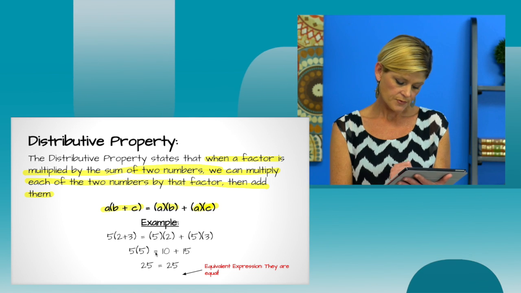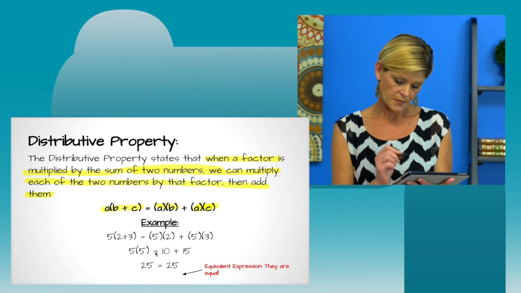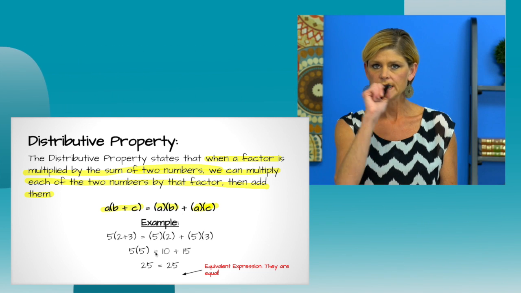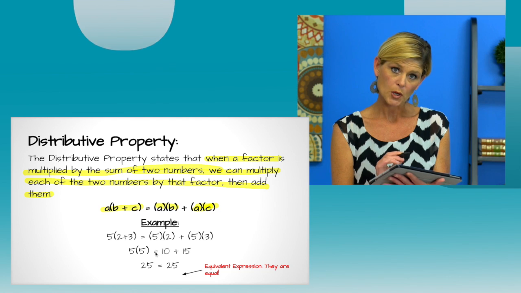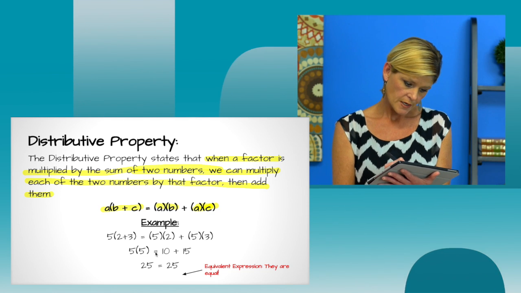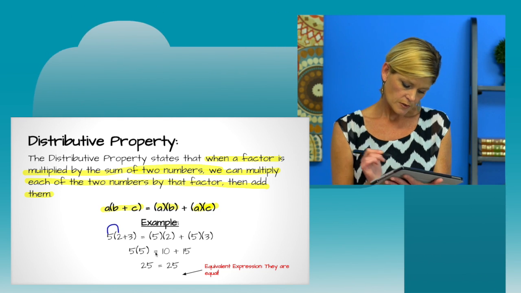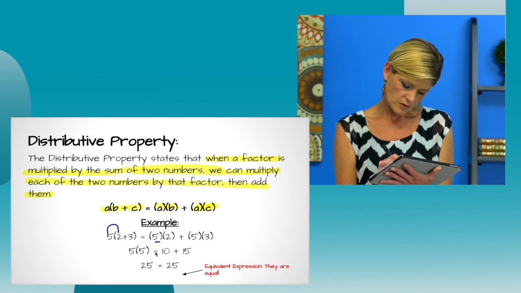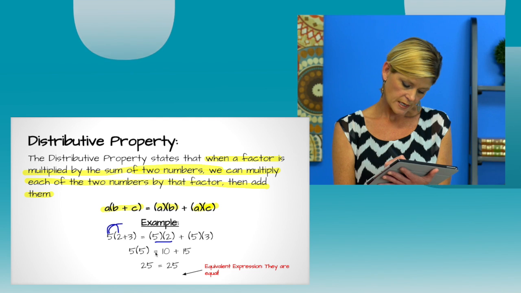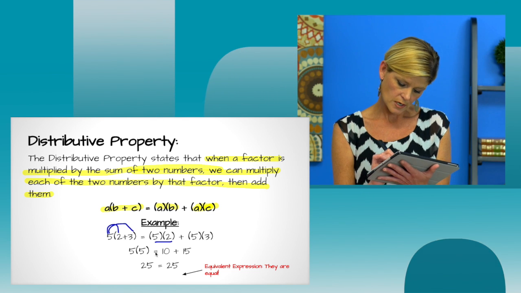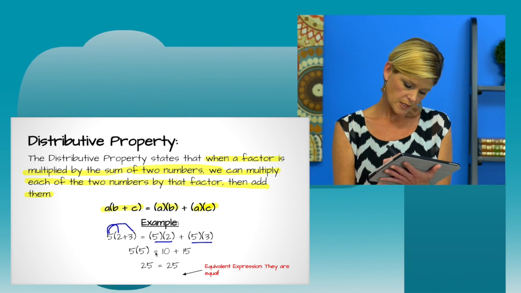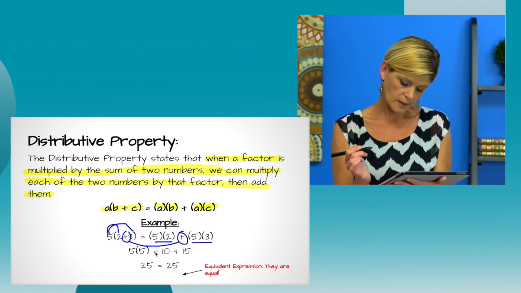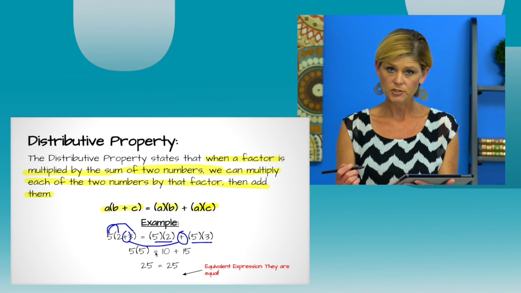So I have 5 times 2 plus 3. Now the distributive property tells me that I'm going to distribute, or give, that 5 to both the 2 and the 3. So 5 times 2, which is here, and I'm now going to distribute the 5 to the 3, which is here. And then my plus sign just moves over as well. And the product should be the same.